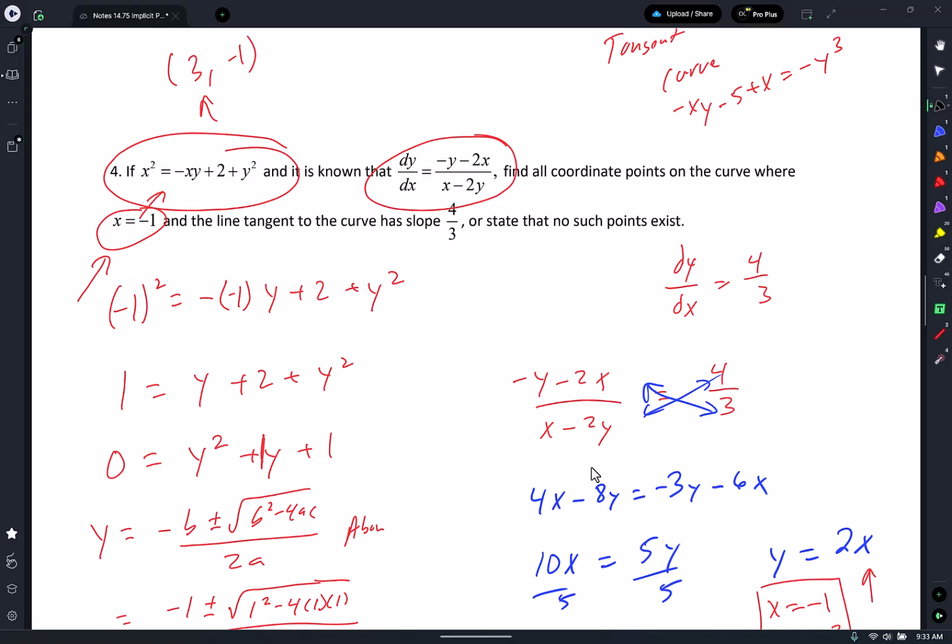But are you putting those values into the derivative or the original? There's no reason to plug into the derivative. I already found the x and y. These points will make this derivative 4/3, as long as y is twice x. I don't even have to choose negative 1, negative 2. I can choose any x and y value, and this statement will always give me 4/3.